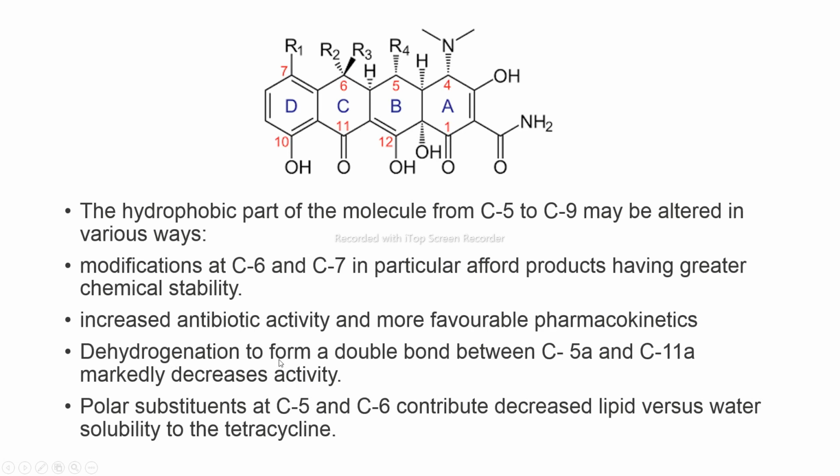Then the dehydrogenation to form a double bond between carbon number 5A and carbon number 11A. So this is the 5A and this is the 11A, the 11A between 11 and 12, and the 5A between 5 and 6. So if dehydrogenation takes place, and this hydrogen is removed, it results in the formation of the double bond between the 5A and 11A, which decreases the activity.